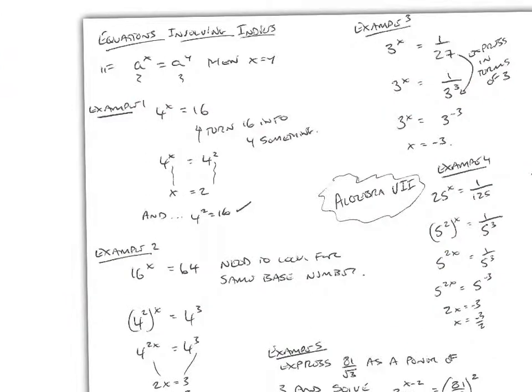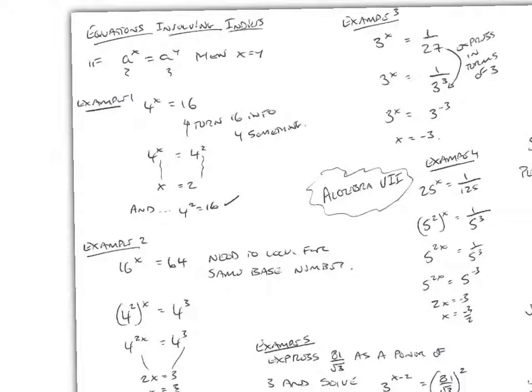Let's look at equations involving indices. The rule is if a to the power of x is equal to a to the power of y, if two things are the same, same base, then x must be equal to y.